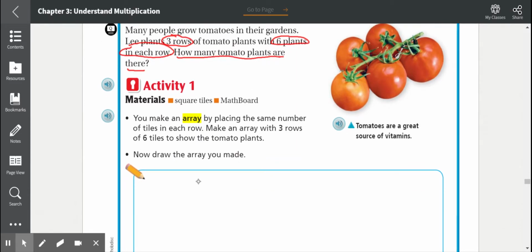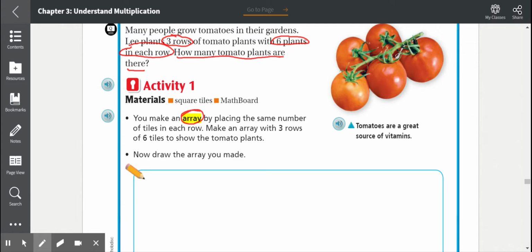One way that we can do this is to make an array. Here's the word array. An array is a set of objects that are in rows, an equal number of rows. So you can make an array by placing the same number of tiles in each row. Make an array with 3 rows of 6 tiles to show the tomato plants. So we'll just be drawing ours today.